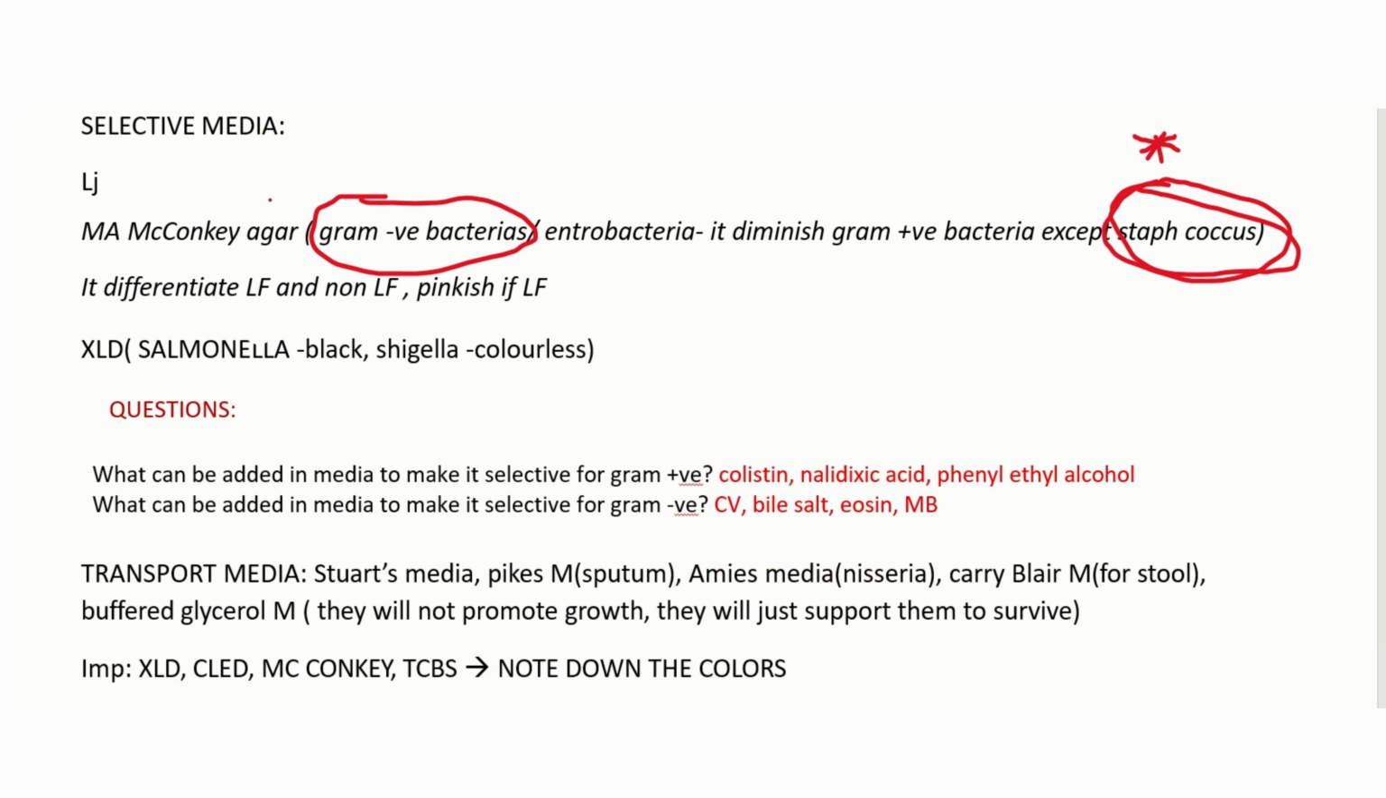The next is XLD. XLD is used for Salmonella and Shigella. If it's black, then it means Salmonella. And if it's colorless, then it is Shigella. So this is also an important one. XLD, black means it's Salmonella and colorless means Shigella.